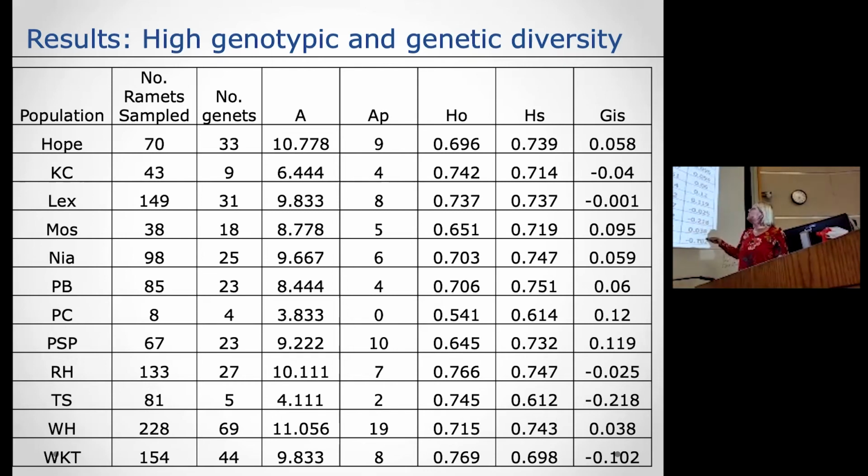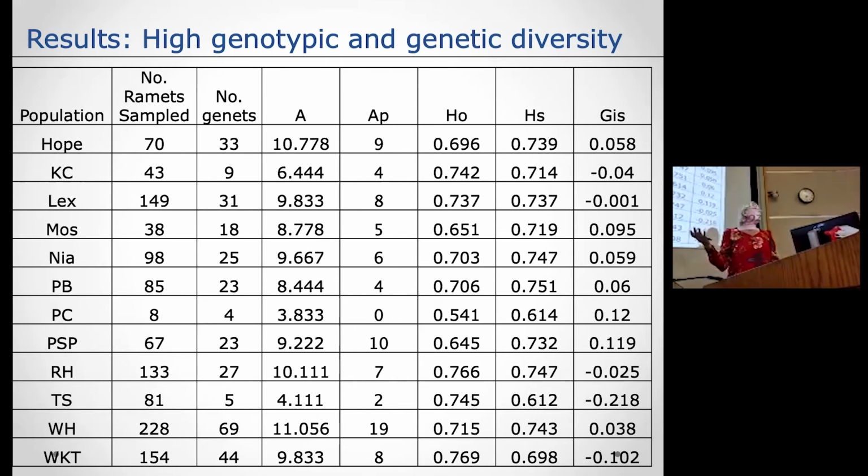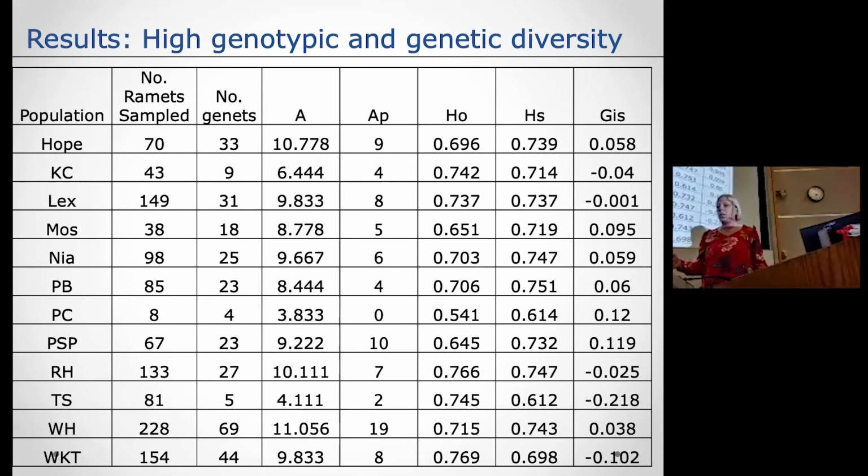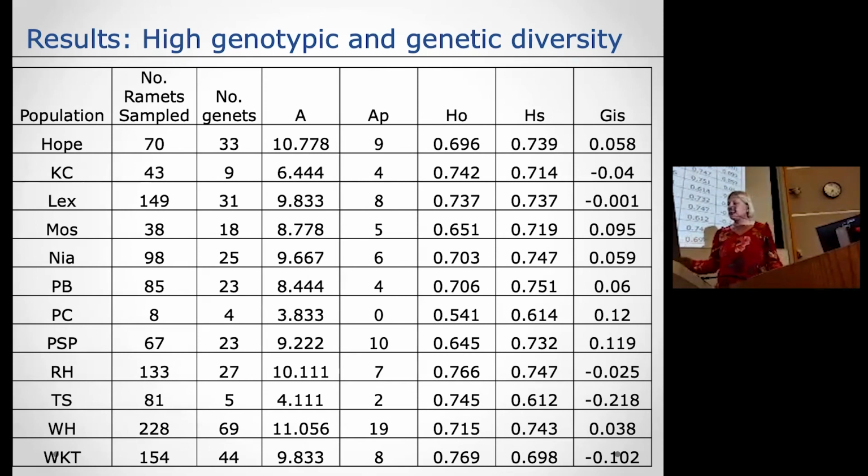We also saw relatively high genetic diversity. These are estimates of genetic diversity, and those are high. And we also saw really no inbreeding. This is an inbreeding coefficient, and 0 means there's no inbreeding. We saw little to no inbreeding in these populations. So this is actually opposite of what we were expecting. We were expecting to see that the smaller populations would have much lower genetic diversity and maybe higher inbreeding.